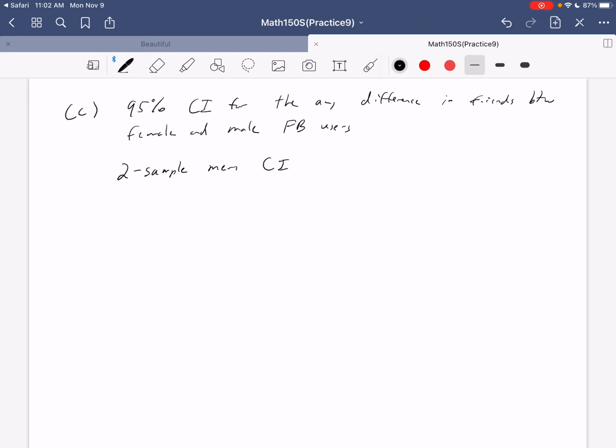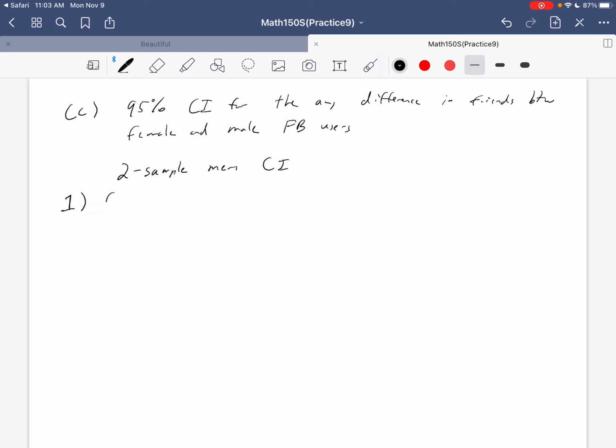Now, as a note, what if it said 95% confidence interval for the average number of friends for female Facebook users? That would be a one-sample mean confidence interval because it would just be about females. If it said a 95% confidence interval for the average number of friends for male Facebook users, that would be a one-sample mean confidence interval because it would just be about males. It's the fact that it says the average difference between these two groups and the fact that we know that the two samples were not matched together that makes this a two-sample mean.